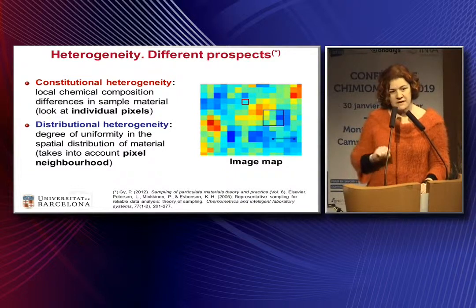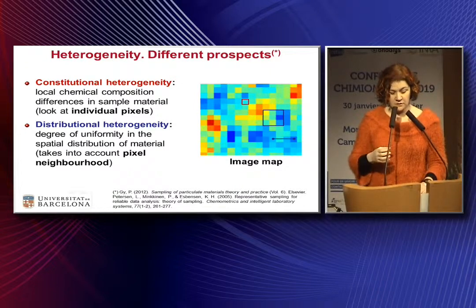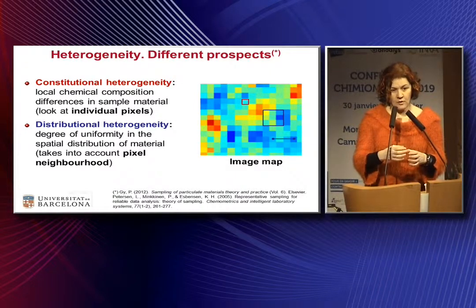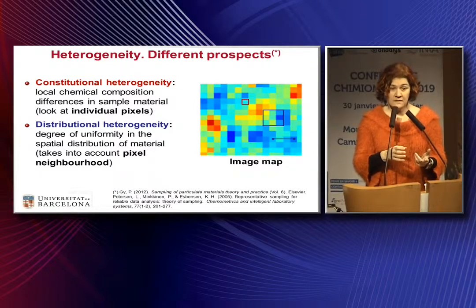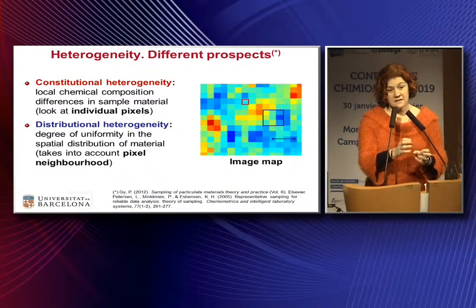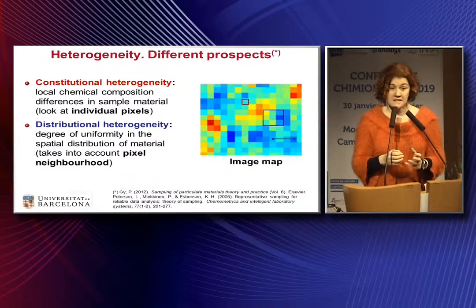And then there is something else. There's another side of heterogeneity, which is the distributional heterogeneity. And this is related to how my material is spatially distributed in the space. Is it distributed in a more uniform way? Is it getting agglomerated in some places? So that's something else.